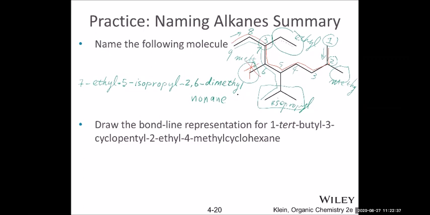Okay, so that's the naming of compounds. Now drawing structures, drawing bond line structures. This is easy. Drawing bond line structure is easy based on the name. The key is you draw the parent first. Draw the parent first. Cyclohexane. So you just draw the cyclohexane, 6 carbons.